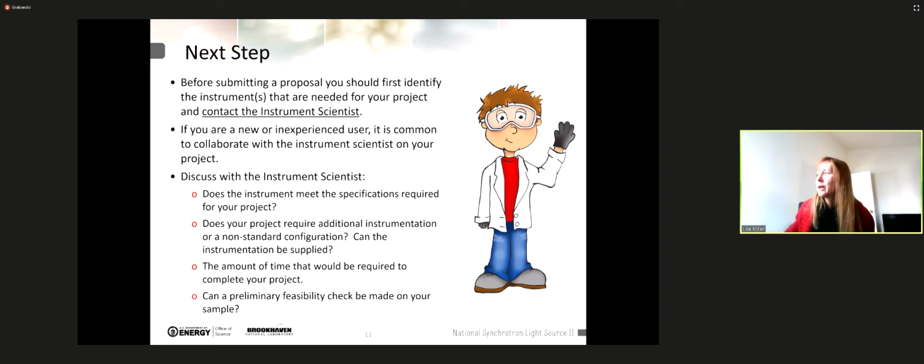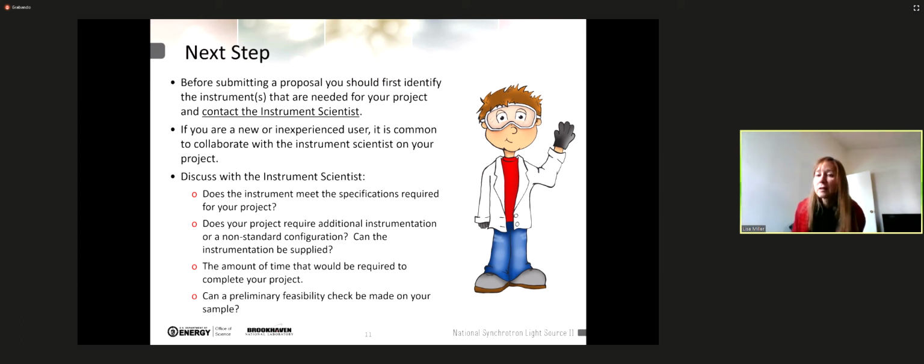These are the types of questions that you want to discuss with them. You want to make sure that the beamline meets the specifications for your project. You want to make sure that they have the widgets and gadgets that you may need. So do you need additional instrumentation for a non-standard configuration? If you're going to do a vacuum chamber experiment, for example, you want to make sure that they let you put your sample into the vacuum chamber.